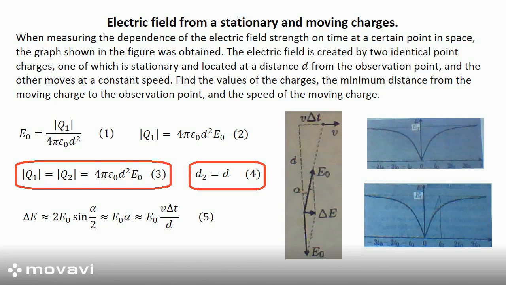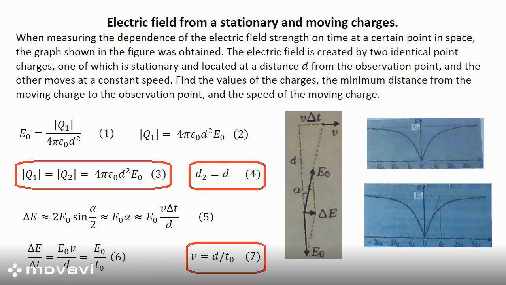Thus, the magnitude of the field strength at the observation point at small times increases proportionally to time. The ratio delta E over delta t is equal to the slope of the tangent to the graph drawn at the point corresponding to the moment of time t0. It is clear from the graph that this tangent, coming from the origin, passes through the point with coordinates t0, E0. Therefore, delta E over delta t is equal to E0 over t0. Formula 6. Hence v is equal to d over t0. Formula 7. This was the solution for all three questions of the problem.